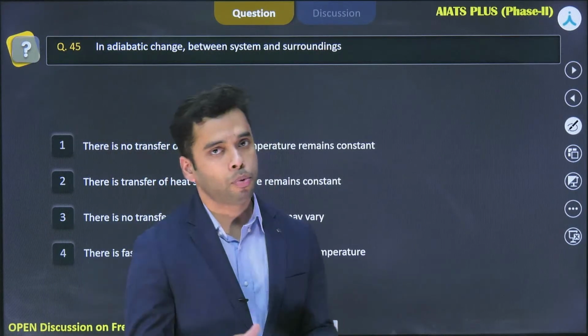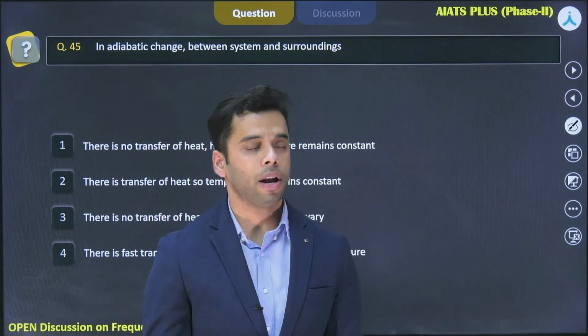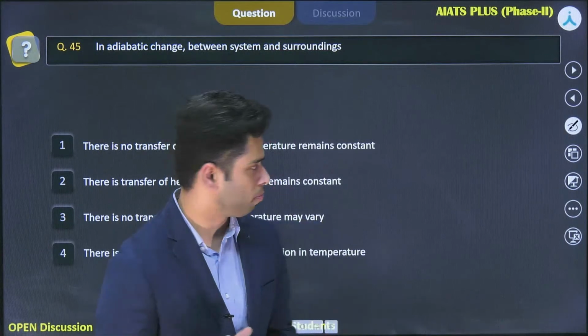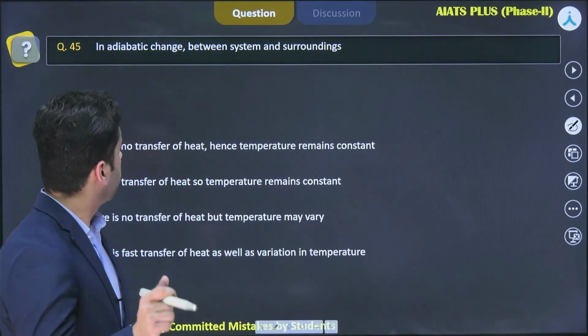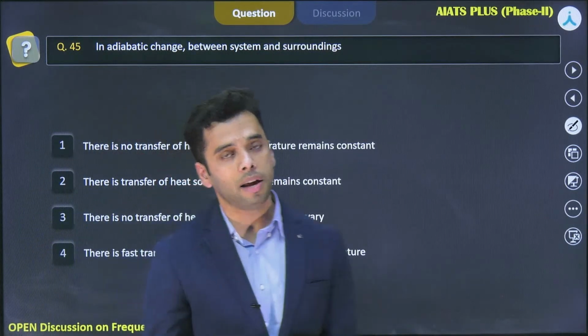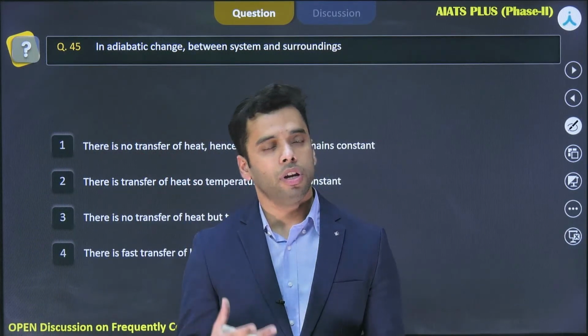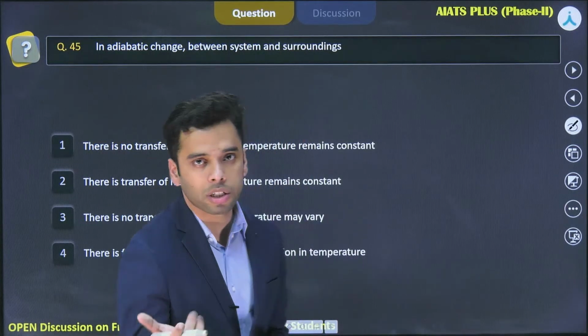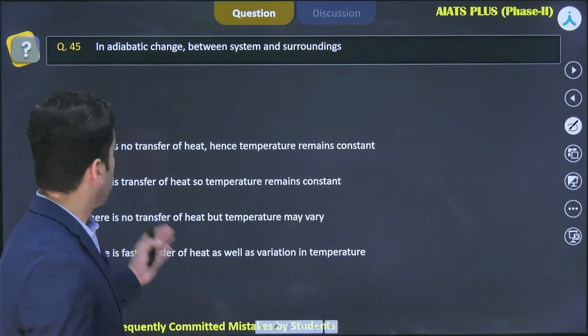Now we have problem 45 of the original paper and it is based upon the chapter of thermodynamics. It says that in adiabatic change between system and surrounding. So this time the problem is based upon the adiabatic change, and I hope you know what is the key concept for the adiabatic process. Now let me go through the options for you.